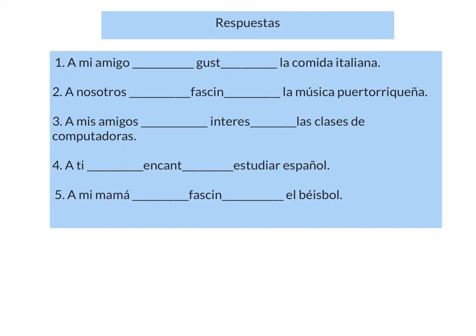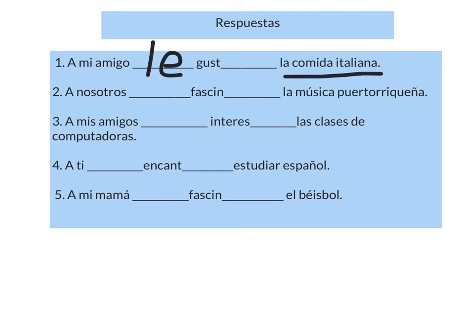Okay, let's take a look at the answers to these. So, here are the same sentences you just had on the last slide. Let's go through the answers together, explaining why each sentence had this particular part B and C. In the first sentence, a mi amigo, we will use le. A mi amigo is the same as a él.